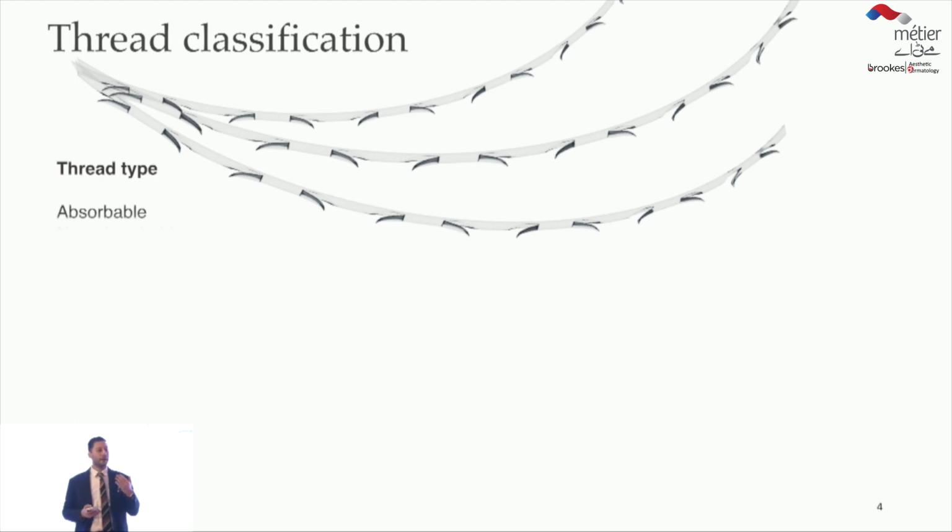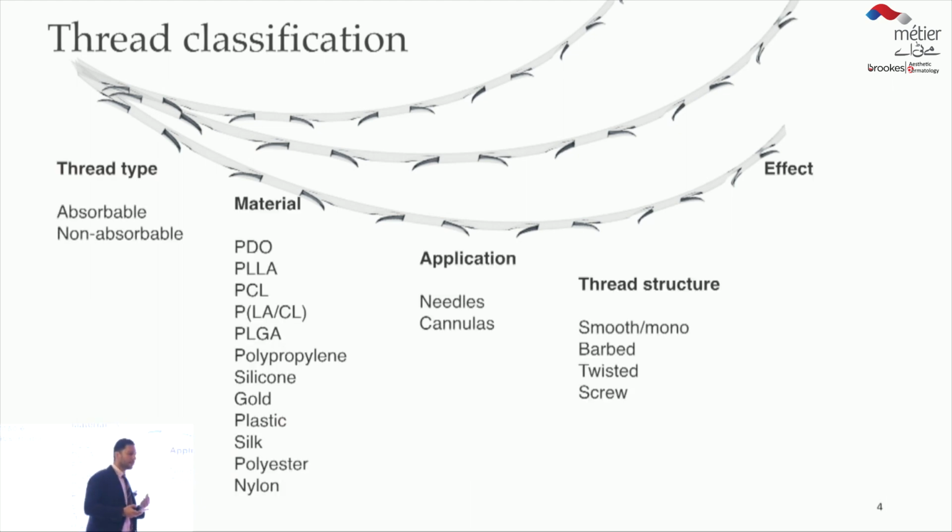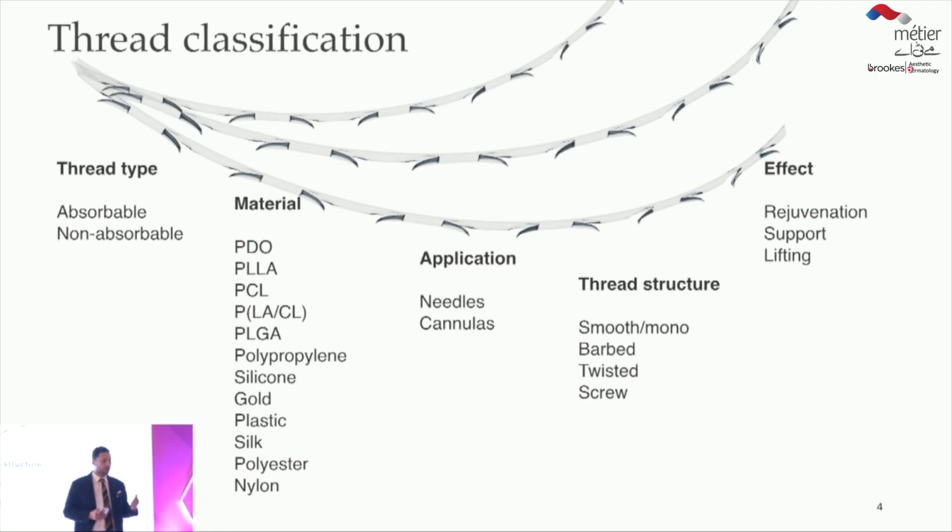And when I talk about threads, I usually think about classifying them. So we need to know how it is classified so we can understand how to introduce it, how to fix our tissues, and how to know the right technique for it. It can be absorbable or non-absorbable. It can be different materials like the PDO, the PLLA, the PCL, and so on. The application: is it a needle or cannula? Does it have an entry and exit point, or just an entry point? Is it barbed? Is it smooth for rejuvenation only? Is it twisted and screwed?